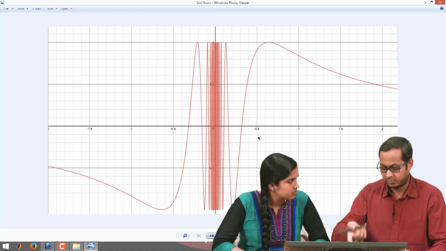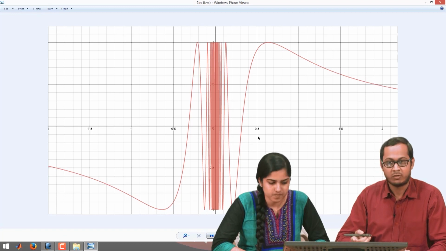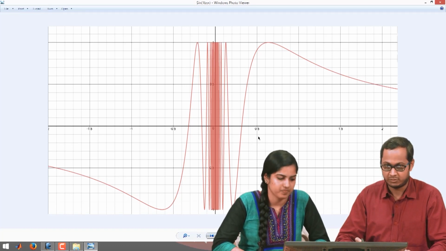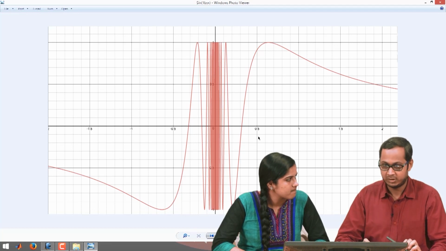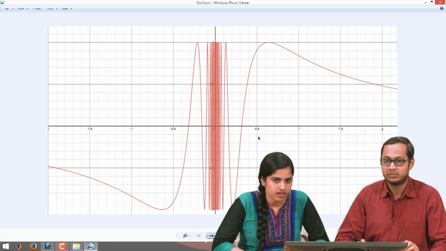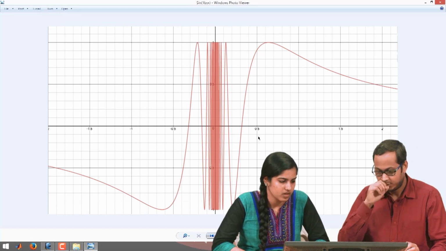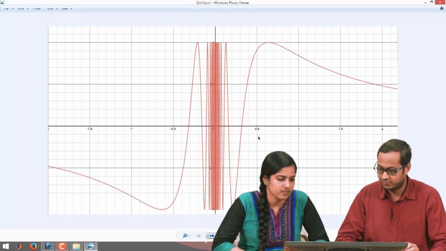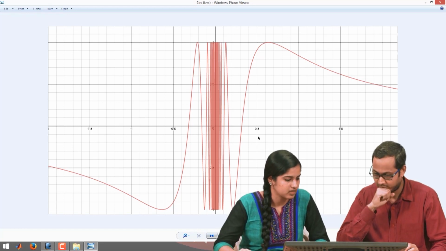From the graph itself, it is clear that the function is continuous at all x which is not equal to 0, because the function 1 by x is continuous everywhere except 0, and sine x is continuous everywhere. By composition of two continuous functions, it is continuous everywhere except 0. So only the point 0 we have to carefully discuss. Let me try for the continuity at x equal to 0.